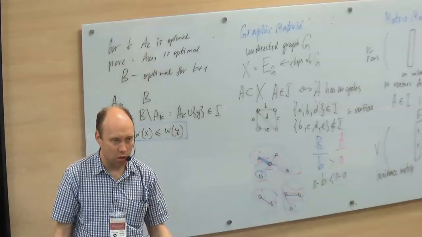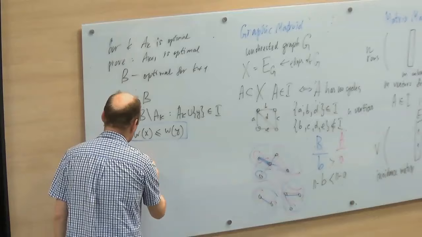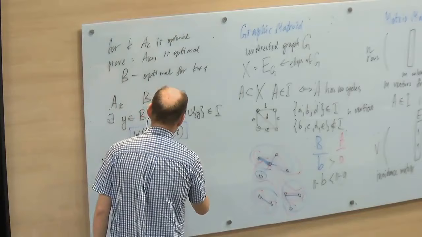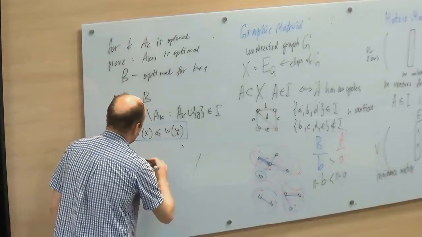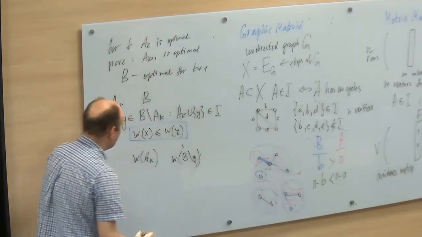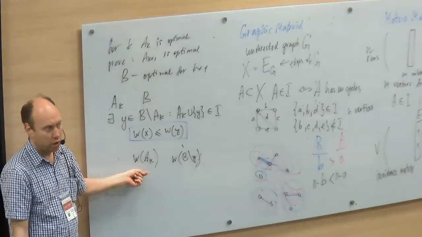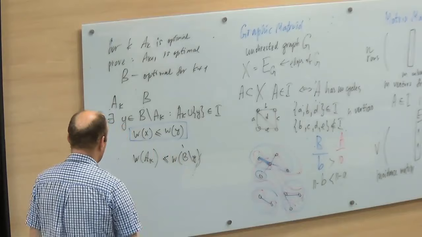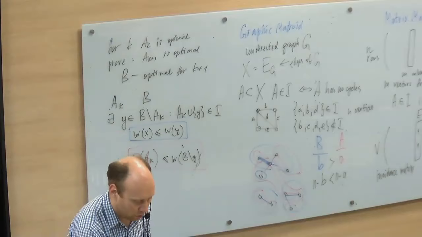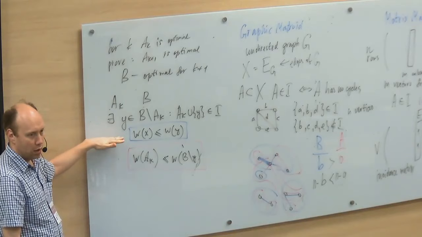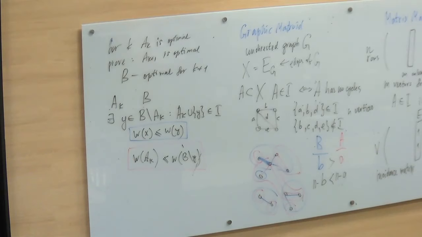For K element set, we have a very good one. We have AK. It's optimal. So if we compare the weight of AK and weight of B without Y, we have AK not worse because it's optimal for size K. Okay, so let's put it in a red frame. And now the proof is almost ready. We just sum up two inequalities, the blue one and the red one. And what do we have? On the left, we have AK and X. That's AK plus 1.